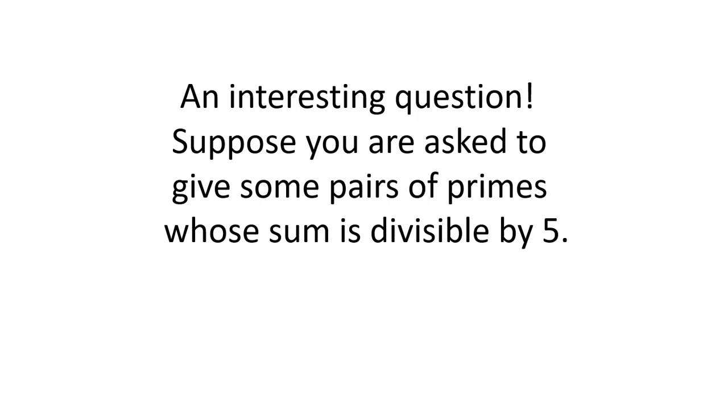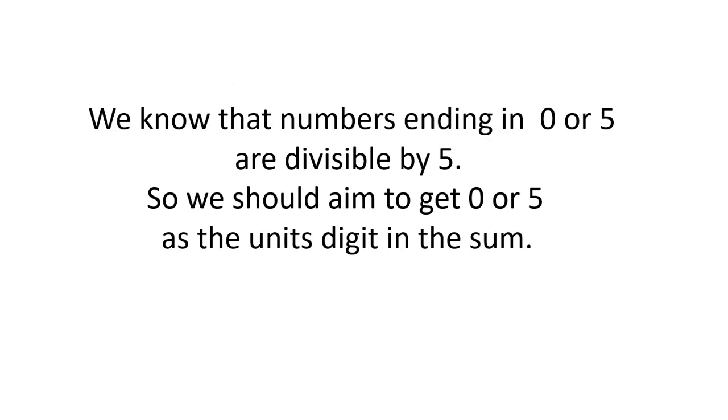An interesting question. Suppose you are asked to give some pairs of primes whose sum is divisible by 5. So how do we proceed with this? I will use this logic. We know that numbers ending in 0 or 5 are divisible by 5. This is the basic divisibility rule of 5 we are all familiar with. So we should aim to get 0 or 5 as the units digit in the sum.